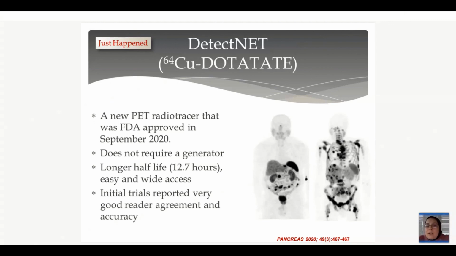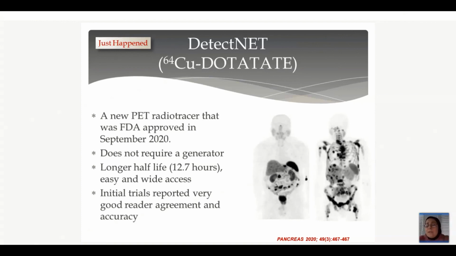What's nice about copper-64 dotatate is that it's cyclotron produced, and cyclotrons are everywhere. Not only that, the half-life, which is the time it takes for any radioisotope to go to half the activity, is 13 hours for the copper. It was only 1 hour for gallium-68 dotatate. So now not only do we have cyclotrons everywhere, but they can produce it and ship it 2, 3, 4, 5 hours away, because the half-life is long enough that it can survive shipping and calibrating.